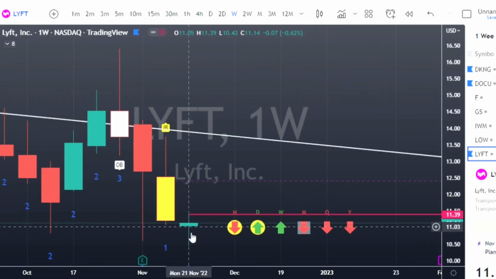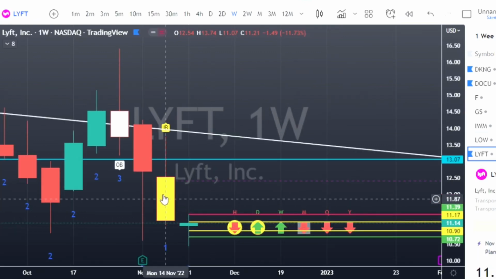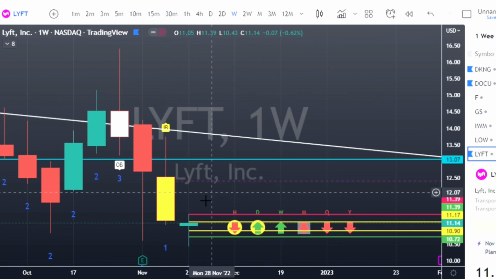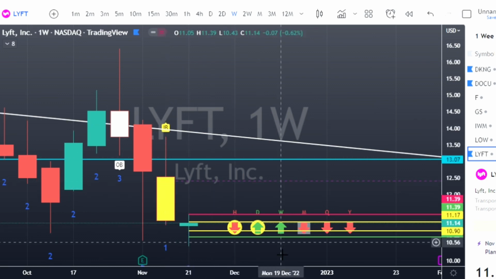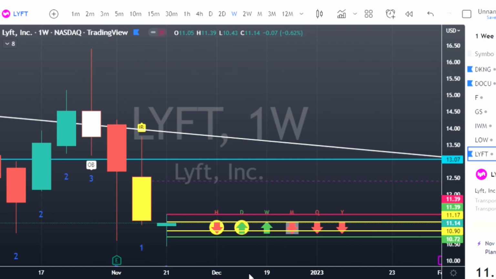Lyft, 2 down green off of an inside bar, so we call that a 1-2-2 rev strat. A 1-2 down, 2 up is what we're looking for. 1-2-2 rev strat, calls at 11.39. Also an inside bar on the daily that we're looking to break out of. Trigger on the day, trigger on the week.